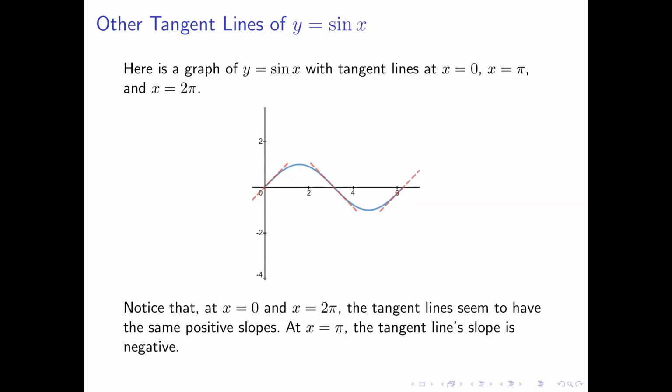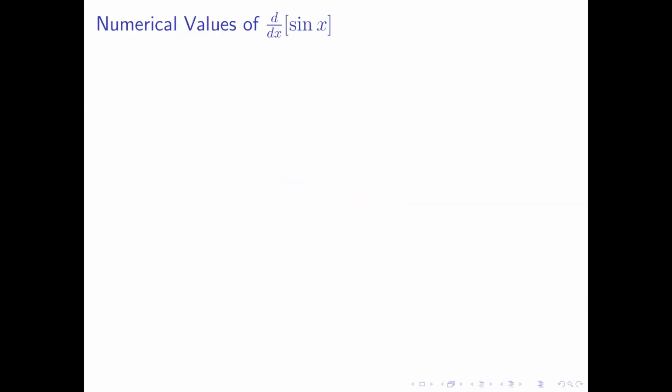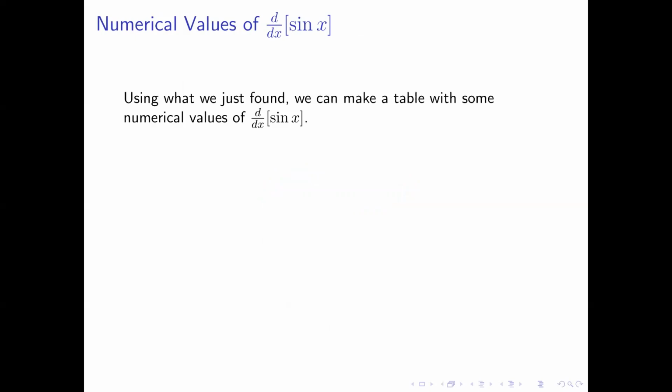At the point where x equals pi, in the middle there, we have a negative slope for our tangent line. And in fact, if you examine the graph a little more closely than we're doing here, you can figure out that the slopes of those lines are 1 on the left and right and -1 in the middle. So that gives us some numerical values of the derivative of the sine function. We can make a table of these.